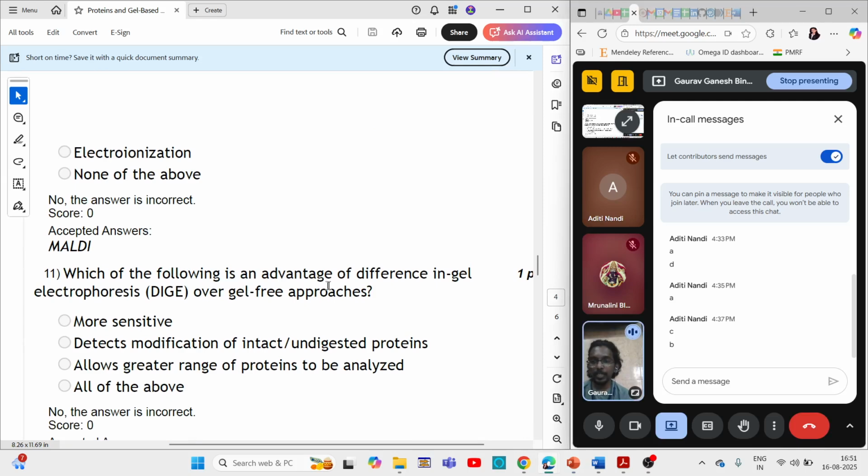Okay. So which of the following is an advantage of the DIGE technique over gel-free approaches? Is it more sensitive, detects modification of intact undigested proteins, or allows a greater range of proteins to be analyzed? What do you think, all of the above? Aditi, what do you think? So the question is the advantage of DIGE over gel-free approaches and not the other way around. So gel-based technique, which is difference gel electrophoresis, over gel-free approaches.